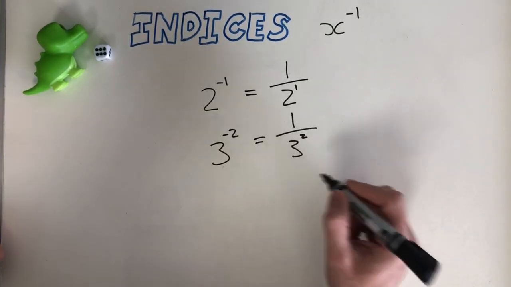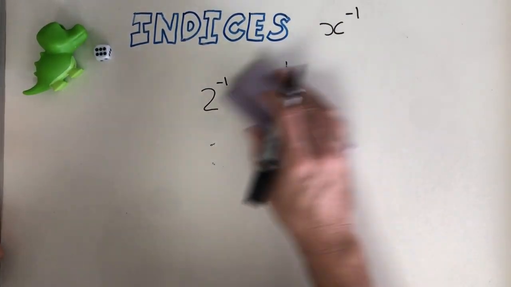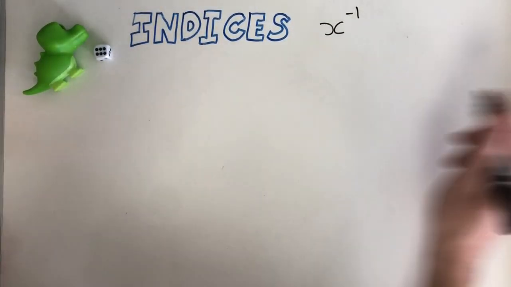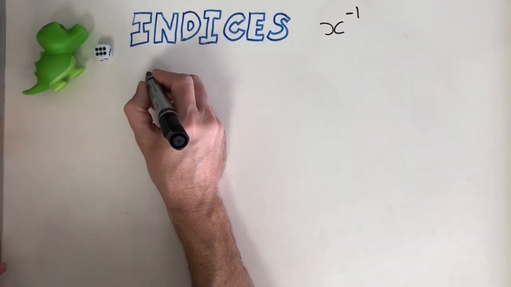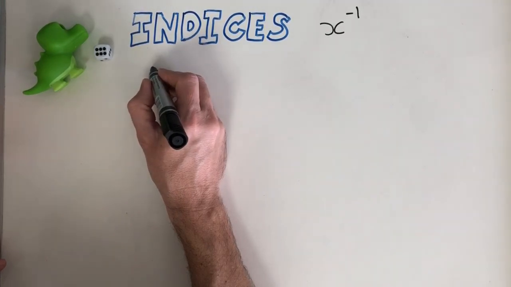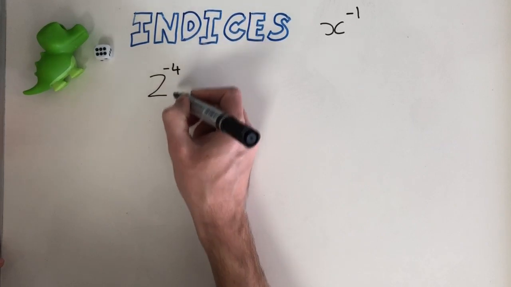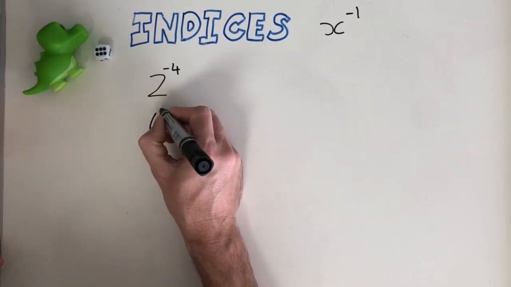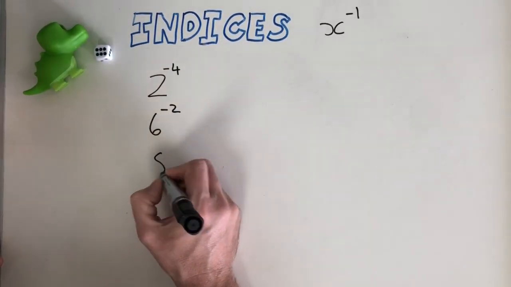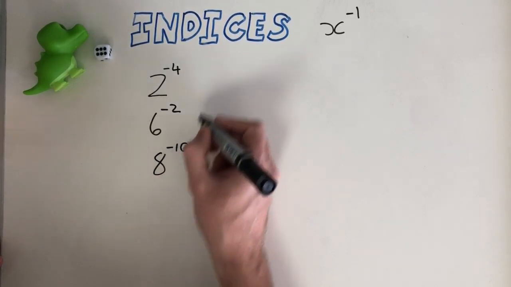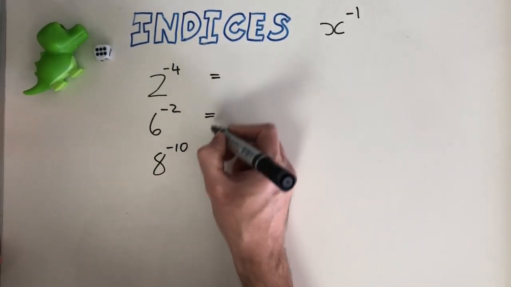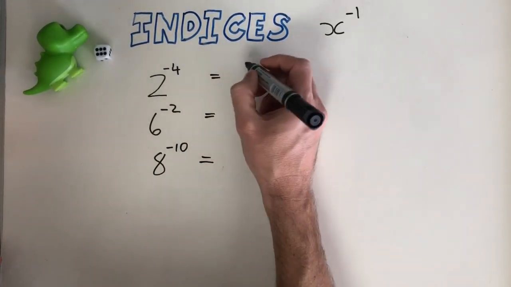It's very weird. Let's do a couple, see if you can figure out how this works. We'll do them on the side here. So let's say we have 2 to the power of negative 4, and I have 6 to the power of negative 2, and I have 8 to the power of negative 10. So what would happen in each case? Basically, I'm getting the inverse.